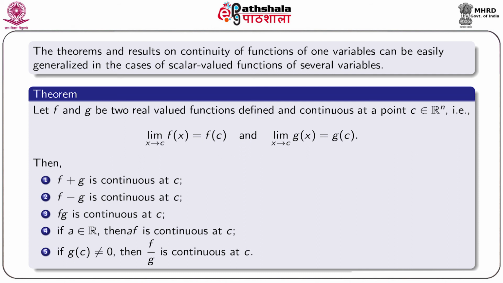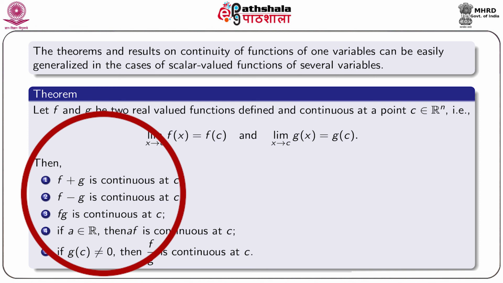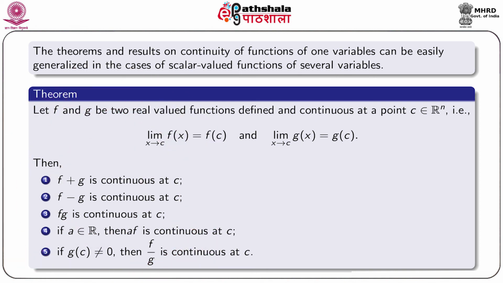The results on continuity of functions of one variable are also true whenever we consider scalar fields. Let f and g be two scalar fields which are continuous at a point c in R^n, then we can easily check f plus g is continuous at c, the function f minus g is continuous at c, the product function fg is continuous at the point c. If a is any real number, then the function af is also continuous at the point c, and if g(c) is different from 0, then the function f by g is also continuous at c.